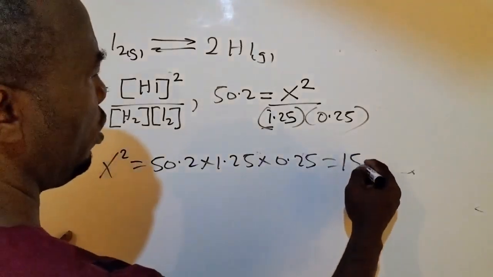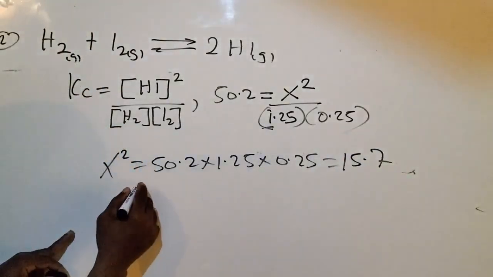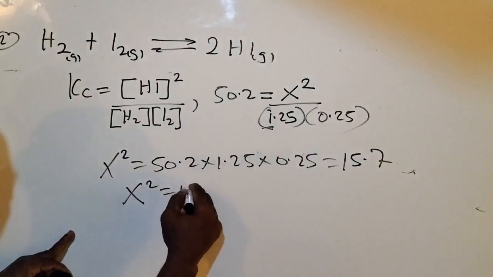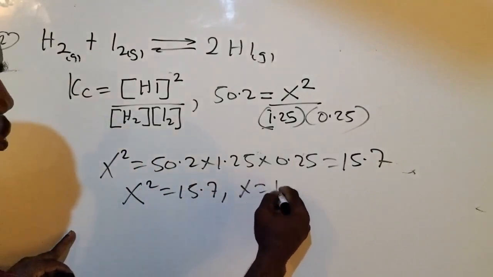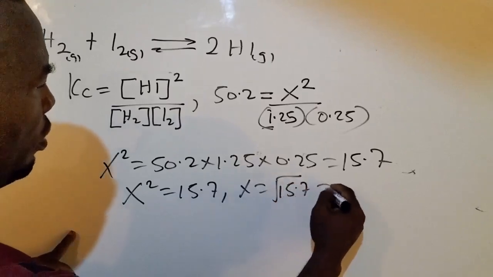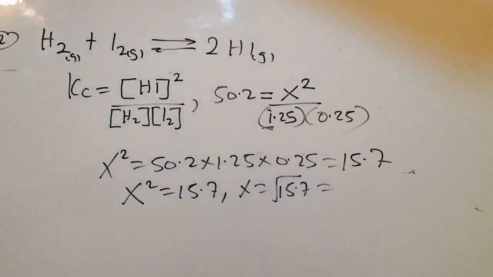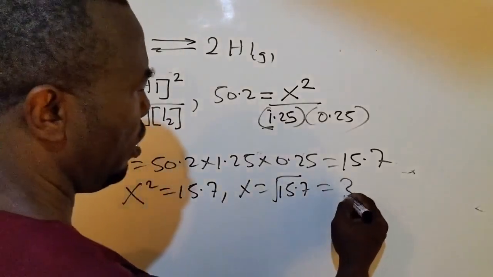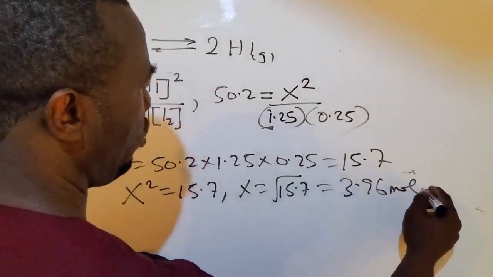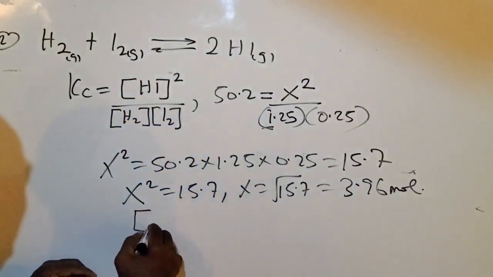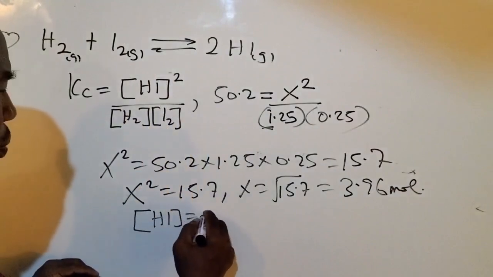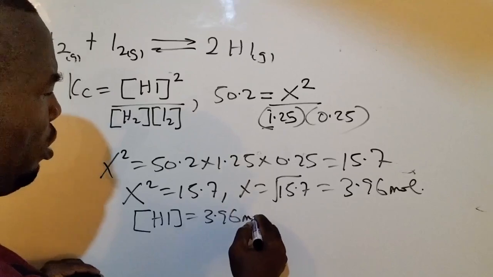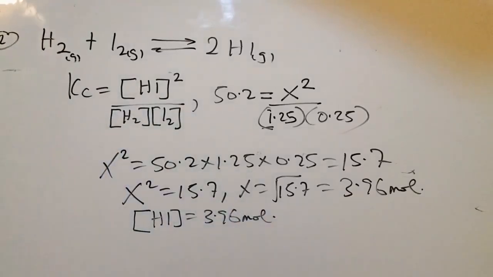So you make S the subject. If S squared is 15.7, that means S becomes the square root of 15.7. When you find the square root of 15.7, you'll be getting 3.96 mole. So the concentration or the amount of hydrogen iodide is 3.96 mole. But we're looking for the mass. They say what mass of hydrogen iodide will be in equilibrium. So we look for the mass of hydrogen iodide.